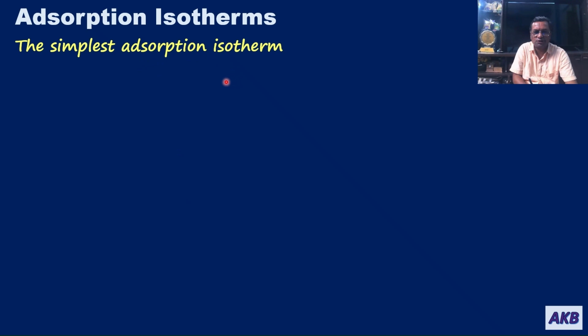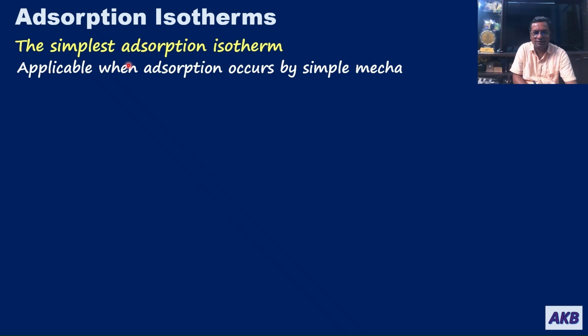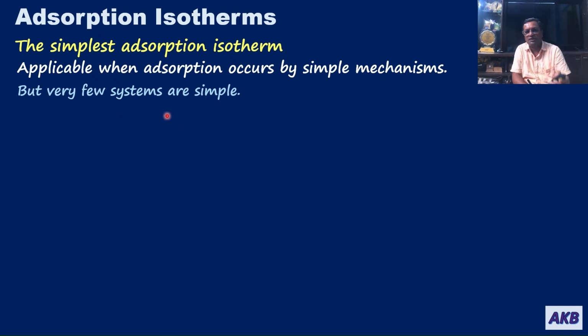The simplest adsorption isotherm is used to represent adsorption by very simple mechanisms. It is applicable when adsorption occurs by simple mechanisms, but such cases are very few. Very few systems are simple. So if you have to go beyond the simple systems, you will have to use some other way of plotting the adsorption isotherm.